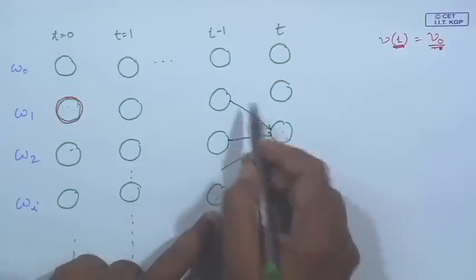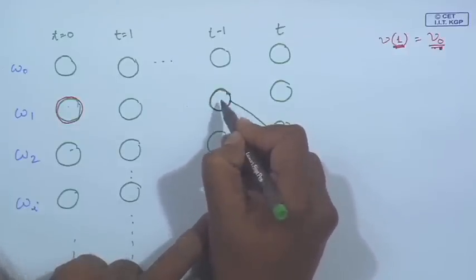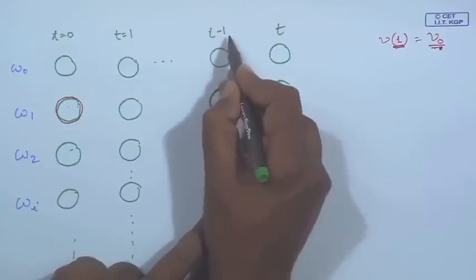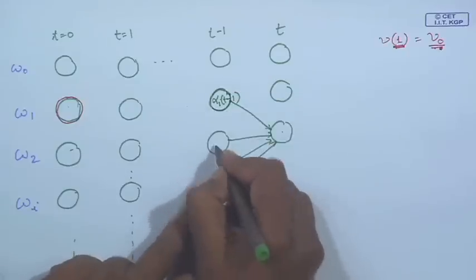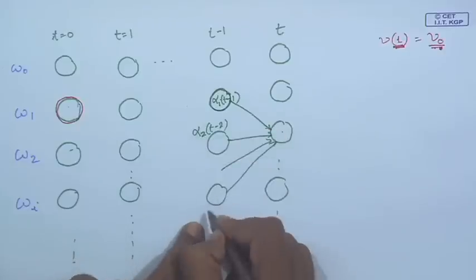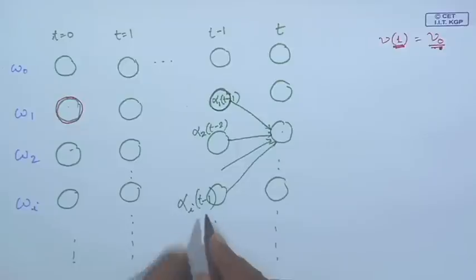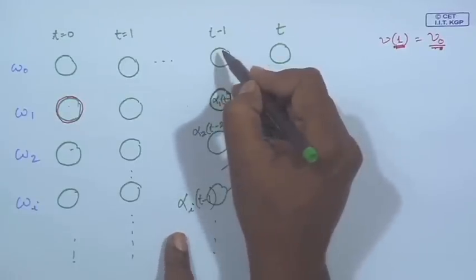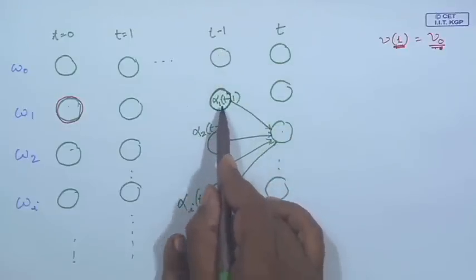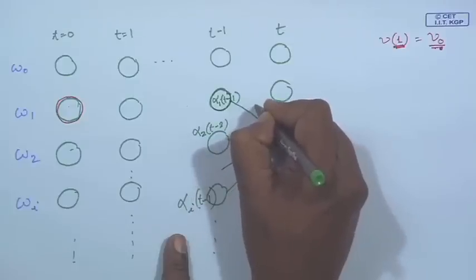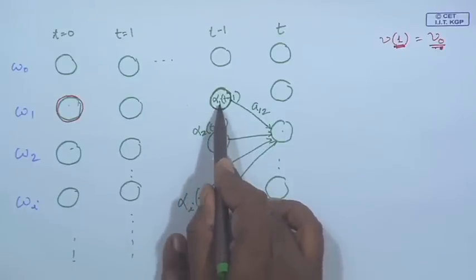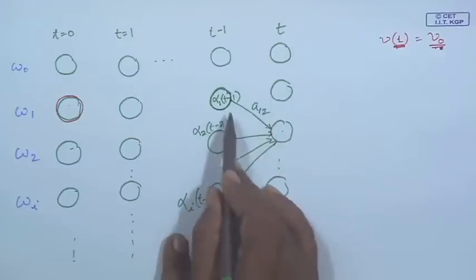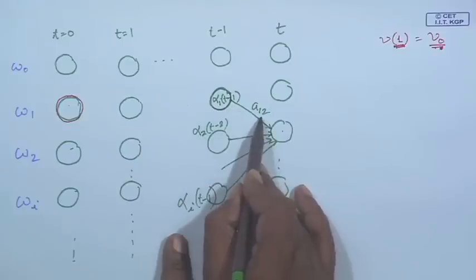Now, somehow I know the probability that the machine is in state omega 1 at time instant t minus 1, and that is given by alpha 1 t minus 1. Here it is alpha 2 t minus 1. Here it is alpha I t minus 1. So, this is the probability that the machine is in these states at time instant t minus 1. Then I also know the probability that the machine will make a transition from omega 1 to omega 2, which is given by the transition probability a 1 2. So, the probability that the machine can make a transition from omega 1 to omega 2 in time step t is given by alpha 1 t minus 1 into a 1 2.